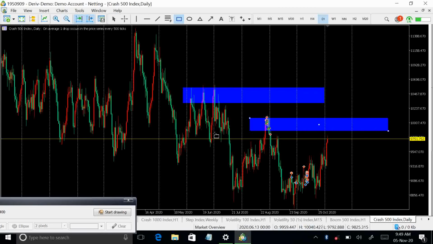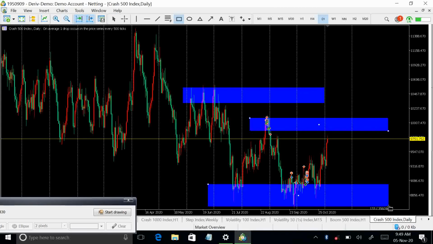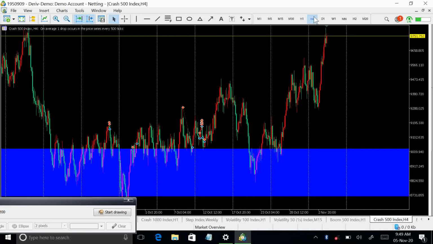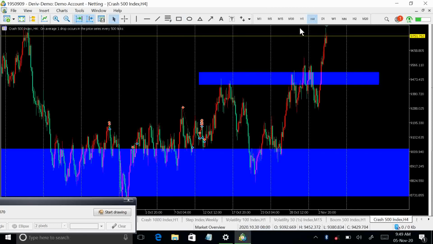Now let's look at our support levels. Look at this place. It's so obvious. So now let's go down to the 4 hour time frame. You can see that this point also is an obvious place in which the market reversed. You can see it. Look at this support over here.